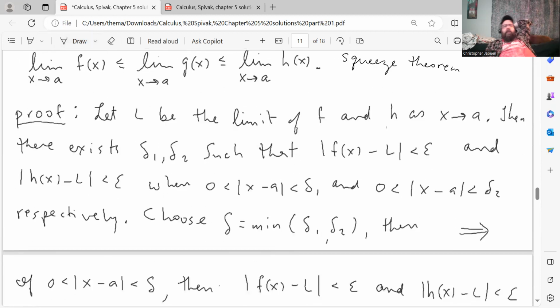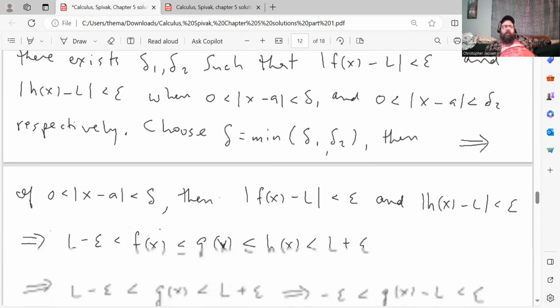All right, so here's the proof. Let L be the limit of the functions f and h as x goes to a. Because we're assuming that the limits are the same, there exist delta 1 and delta 2 such that absolute value f of x minus L is less than epsilon, and absolute value h of x minus L is less than epsilon, when 0 is less than absolute value x minus a less than delta 1, and 0 is less than absolute value x minus a less than delta 2, respectively. Then choose delta to be the minimum of those two.